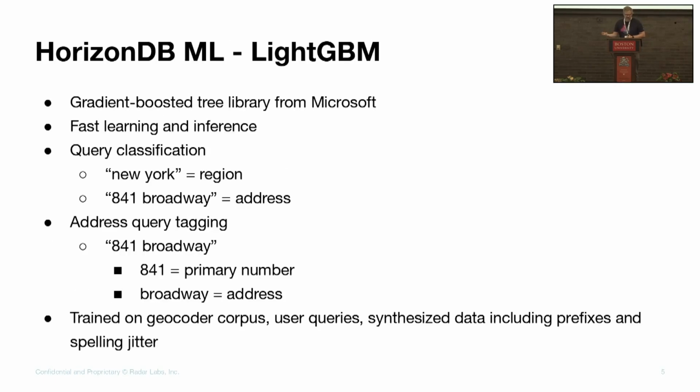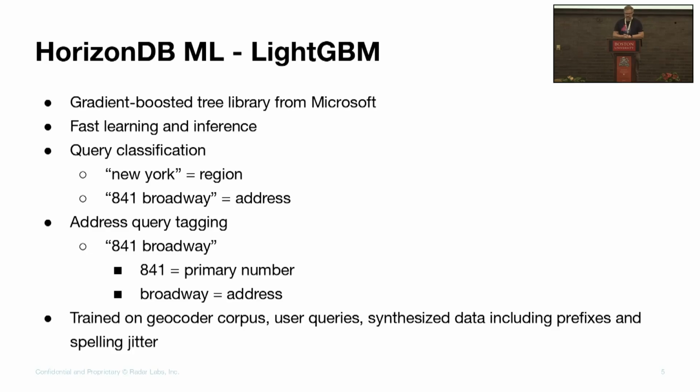And then a little bit about LightGBM. It's a decision tree library from Microsoft, gradient boosted, and it's really fast. It's really fast to train and to do inference at runtime. We use this to do query classification. So if someone types in New York, we know that's probably a region, or a few other things. Or if it's an address, we can figure that out as well.